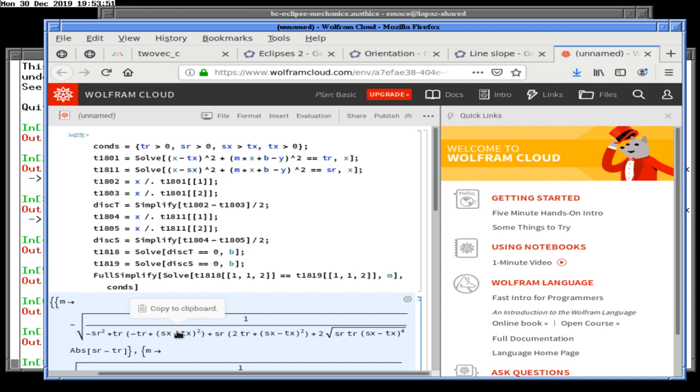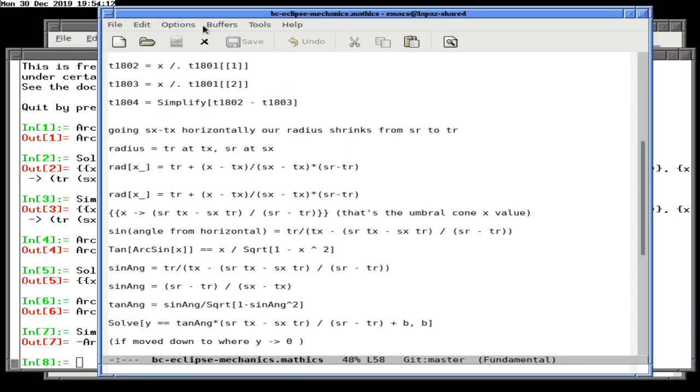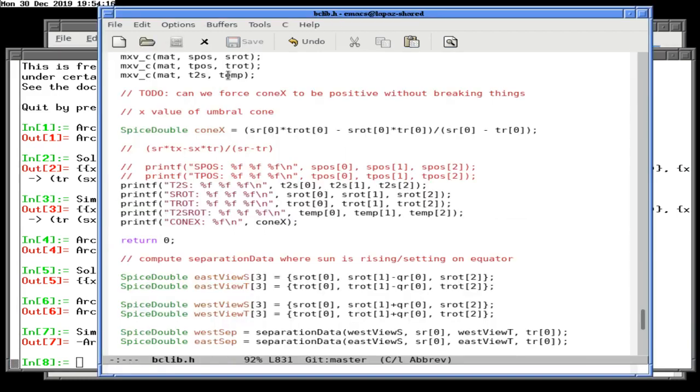A lot nicer than we had before. Absolute value of SR minus TR. Okay, that we could maybe fix by saying SR is bigger than TR. But we're going to stop here, because I really don't want to enter these kinds of formulas into C, because they are fairly inefficient, and also if we make a mistake, it's very difficult to see where the mistake has been made. So we're going to do this one step at a time. Somebody else later can improve it. It is in GitHub, so do what you want.